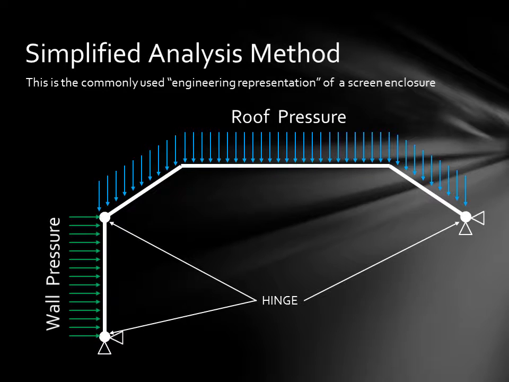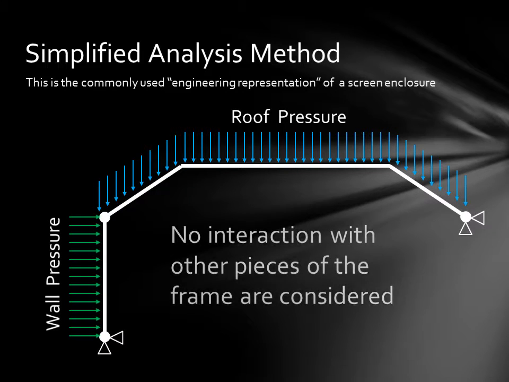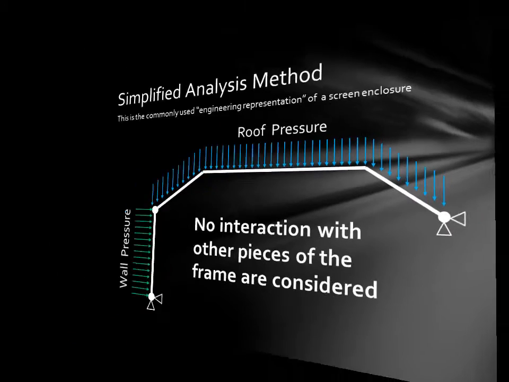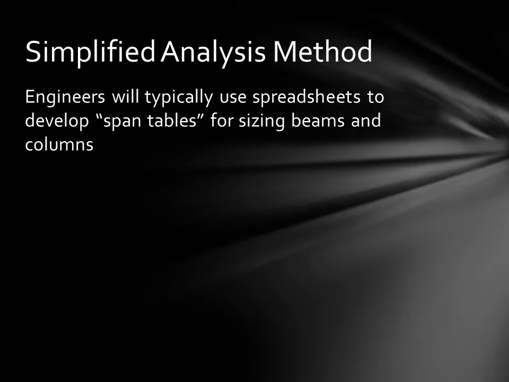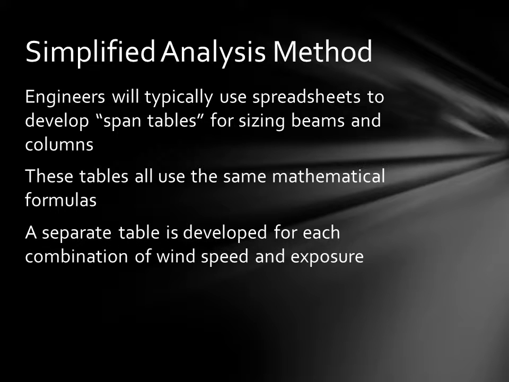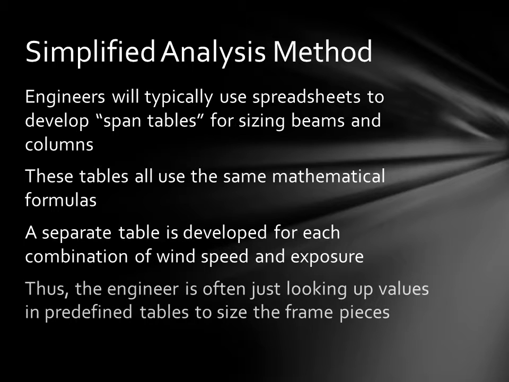These pieces are assumed to be hinged together so that they can freely rotate about each other. However, no interaction with any other piece of the frame is considered. Engineers will typically use spreadsheets to develop span tables for sizing these beams and columns. These tables use all the same mathematical formulas. A separate table is developed for each combination of wind speed and exposure. Thus, the engineer is often just looking up values in predefined tables to size frame pieces when he designs a screen enclosure.